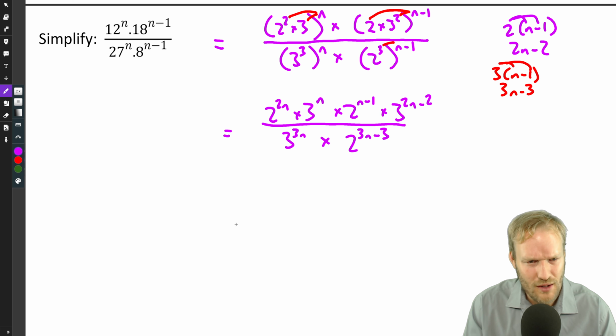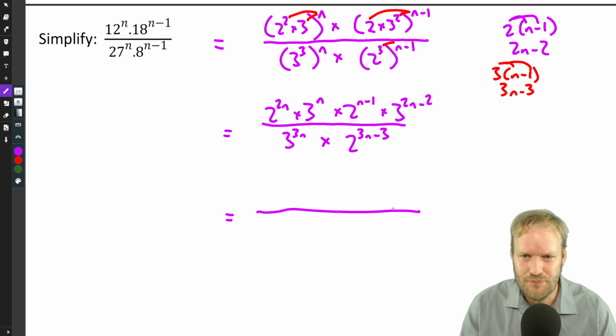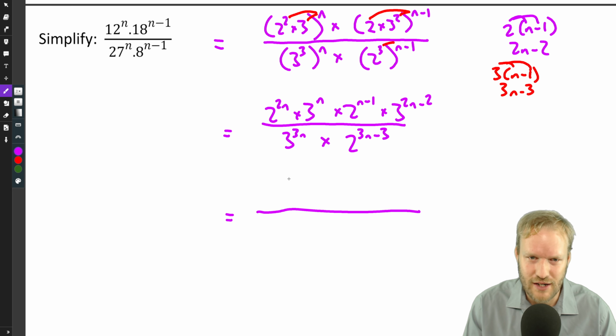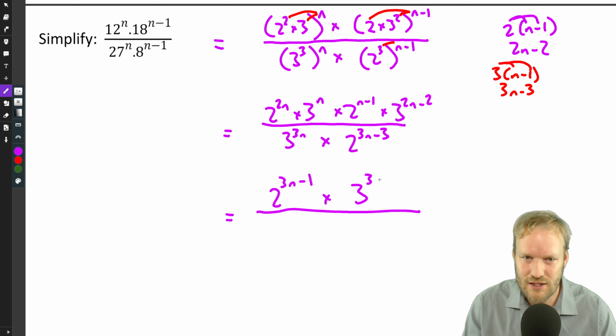Okay. I like to do it this way and go, well, you know what? I'm just going to simplify the numerator. There's a 2 and a 2 there. So if we're multiplying and the bases are the same, keep the base the same, add exponents. 2n plus n minus 1 is 3n minus 1. Times 3, well, we've got 3 to the n times 3 to the 2n minus 2. That's 3 to the 3n minus 2. Simply adding exponents. Now in the denominator, there's nothing to do.